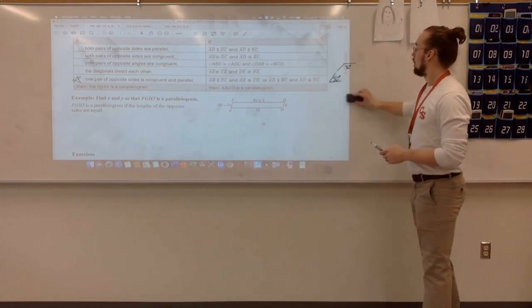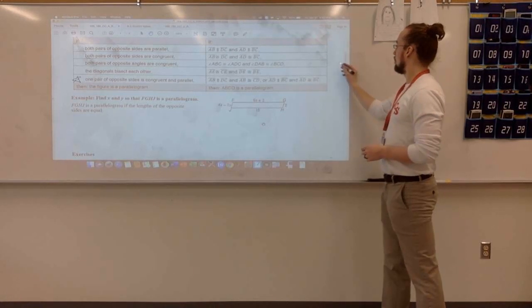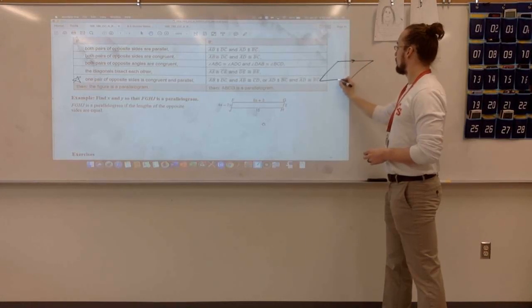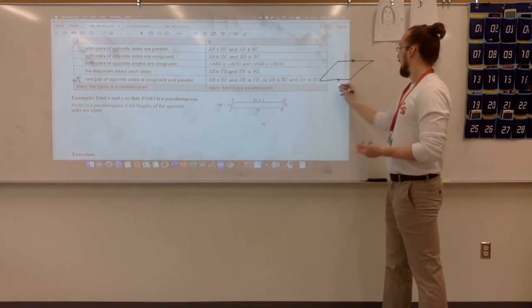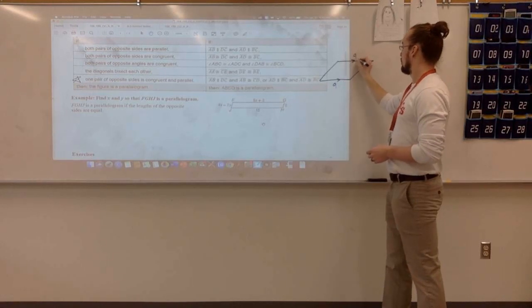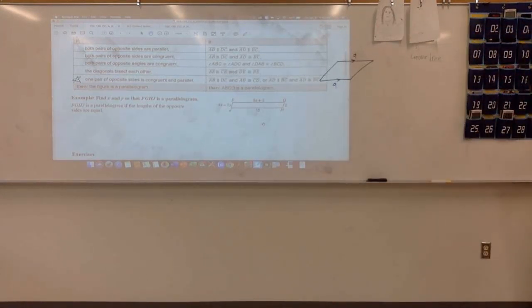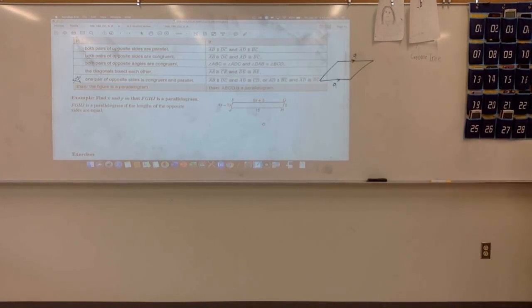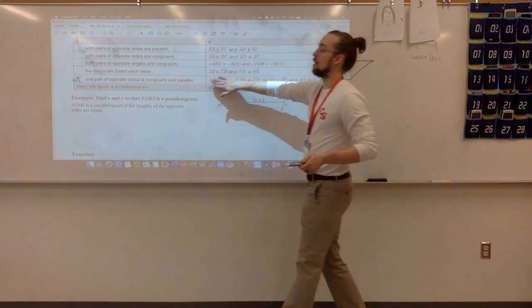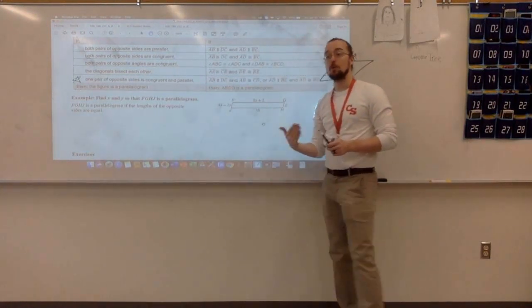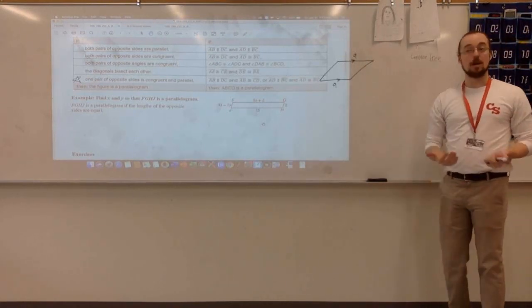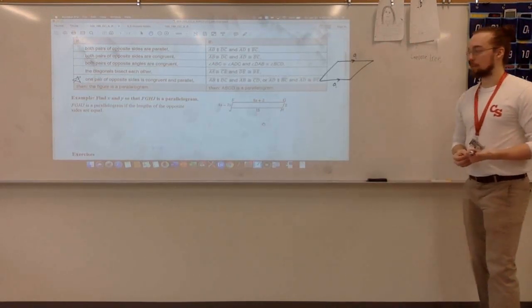Let's do one more. How about if I give you that this pair of sides is parallel and they both have a length of 9. Is that enough information to say that one pair of sides is parallel and that same pair of sides is congruent? Yes, it is. That's the last one: one pair of opposite sides is both congruent and parallel. If we just have that much information, that is enough to say that the figure is a parallelogram.